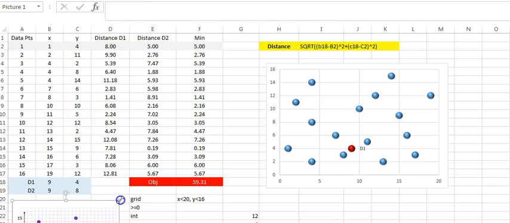The third part, number 3, is about constraints. And we know from constraints, the x's have to be within the grid, so it's got to be less than 20 and greater than 0. The y's got to be less than 16 and greater than 0. And these values need to be integers. They need to be on blocks. That's it. That's the problem.